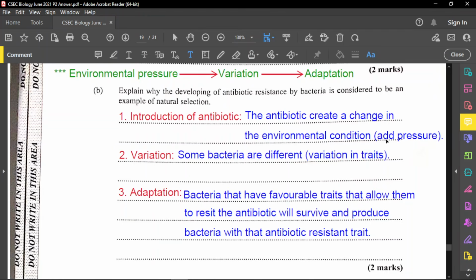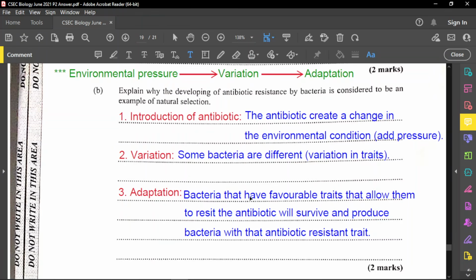And so here you have what you call added pressure. So pressure is added to the bacteria. And now, due to variation, some bacteria are different. And so variation in traits, they have different traits. And then some will be resistant, some will be non-resistant.